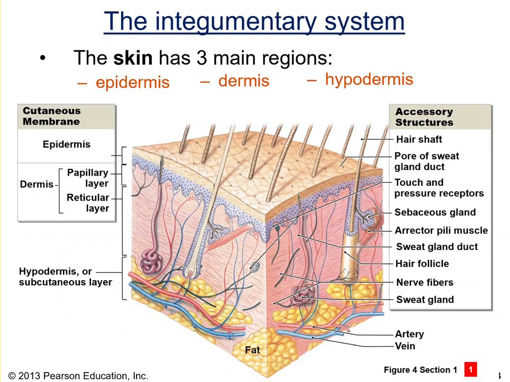All right, so as you see here, the skin is going to have these three main regions. So your epidermis, your dermis, and your hypodermis. And I'm going to highlight them and briefly talk about them. And we're going to go into looking at each one of these layers separately. So your epidermis is your topmost layer of the skin, and it's this thick.